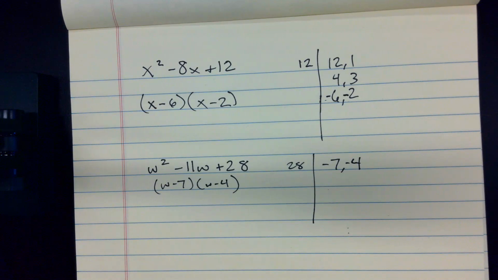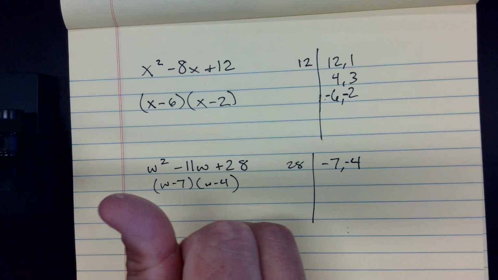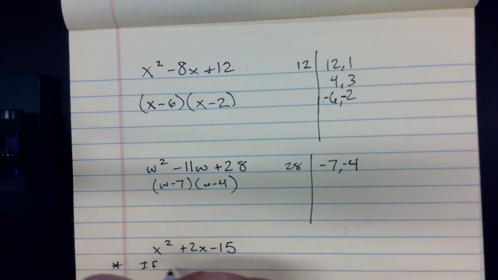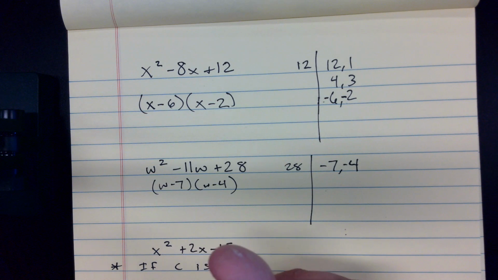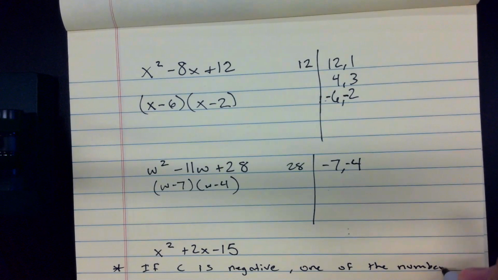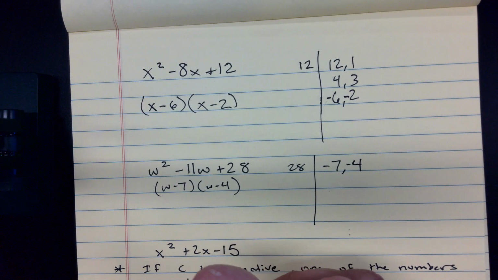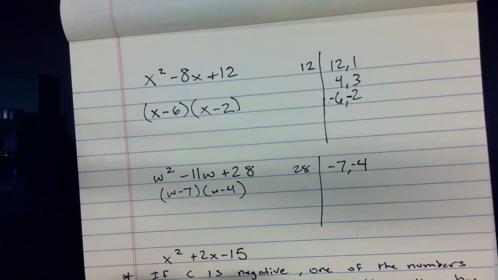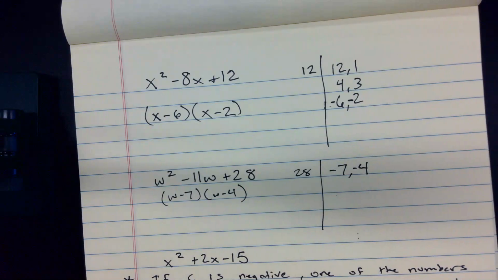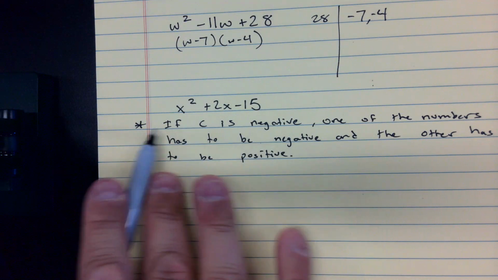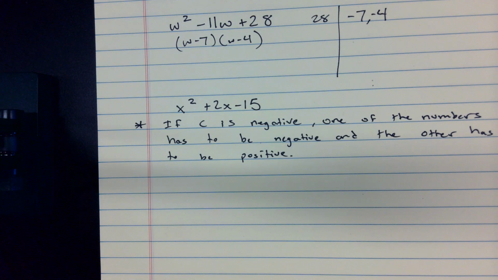Okay, let's get a little bit harder. I'm going to write this now, and then I'm going to write a little note underneath this one so you guys can see it, because there's a little trick when it comes to this. I'm going to write a little bullet point. If C is negative, one of the numbers has to be negative and the other has to be positive. If C is ever negative, like it is in this example up here, one of the numbers has to be negative and the other one has to be positive.